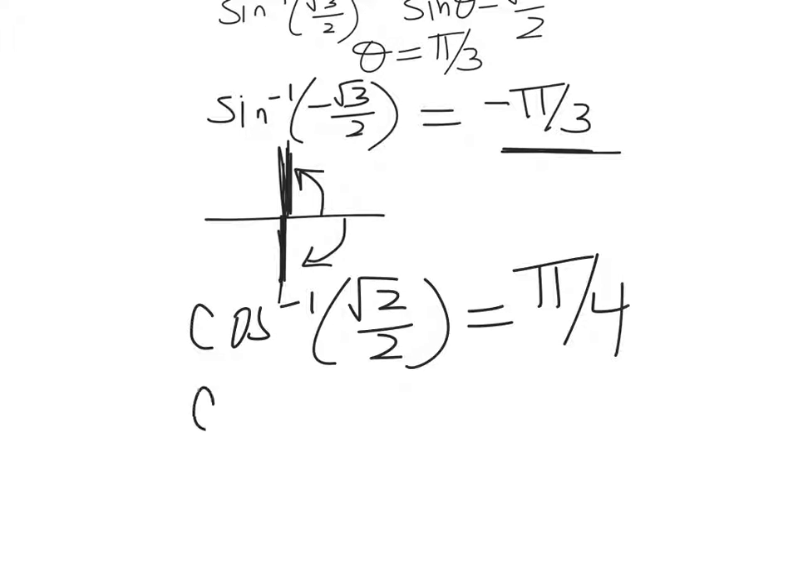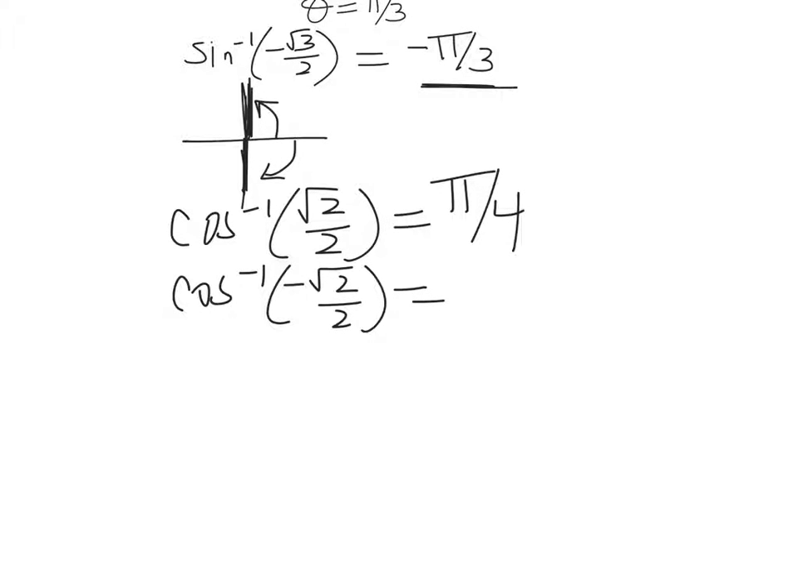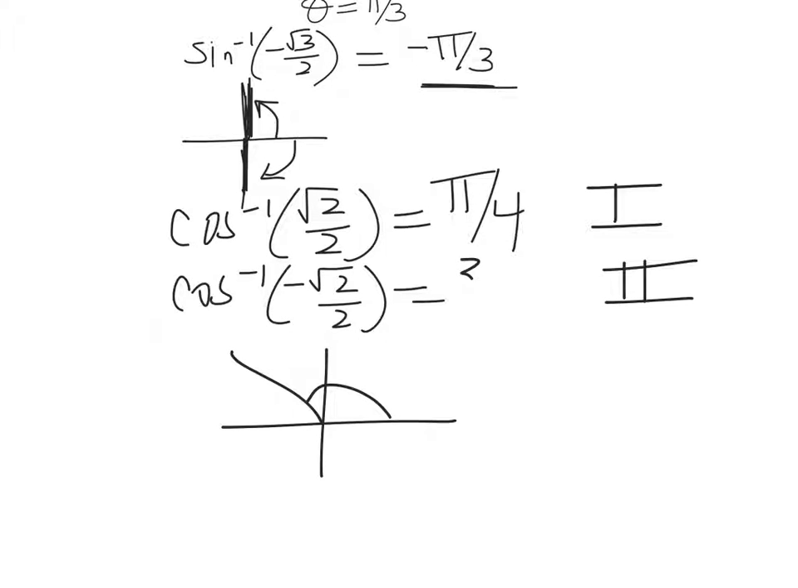All right, so when I do a negative rad 2 over 2, you can't say negative pi over 4 because cosine is actually positive in quadrant 4. So 3 pi over 4? Yes, you're in quadrant 2. So cosine for positive is quadrant 1. Cosine for negative values is quadrant 2. And that would be over here at 3 pi over 4.